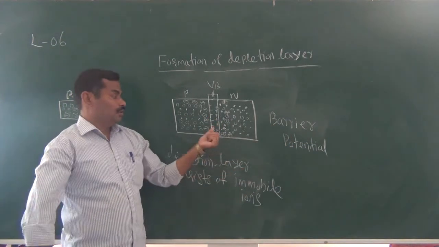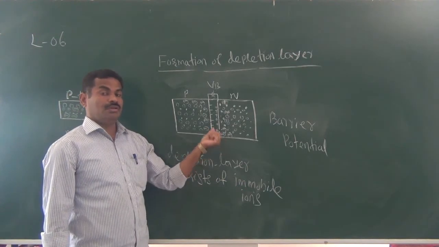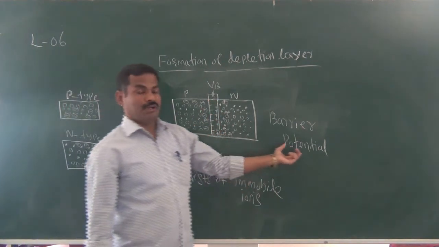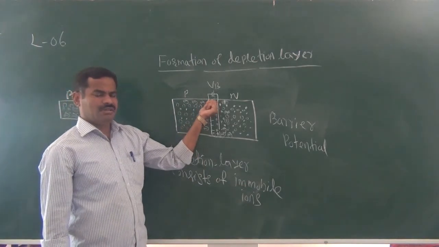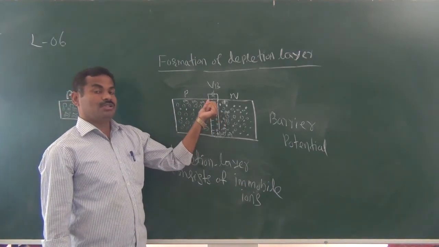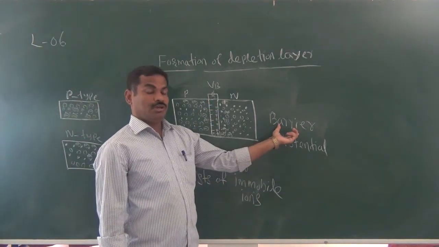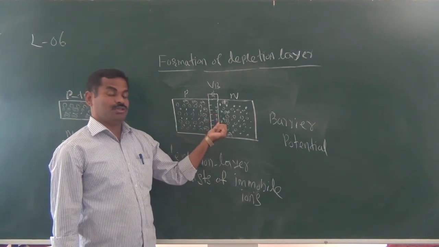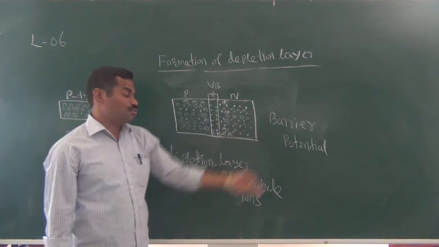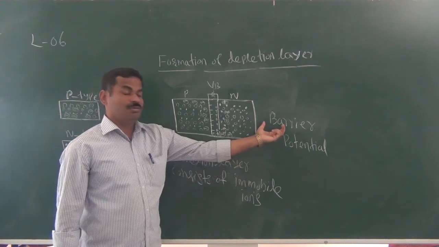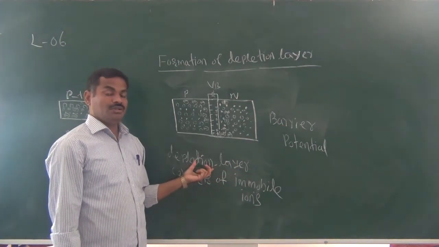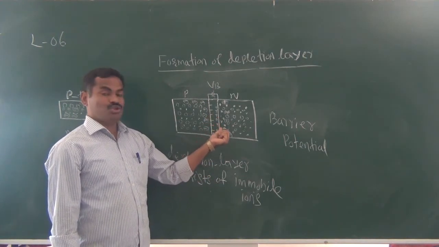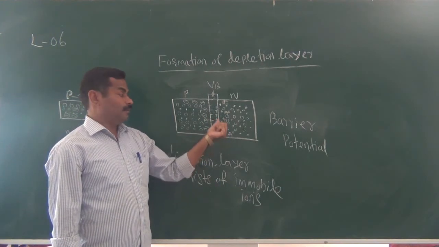What is barrier potential? The potential difference created by the negative and positive ions, or you can say the electric field created by the negative and positive ions. That electric field or potential is nothing but the barrier potential. These two are important. What is the depletion layer, and what is the barrier potential? No doubt, the depletion layer is a layer. It contains only the immovable charge carriers. It has negative and positive ions, and in this layer you are not having any electrons or holes.